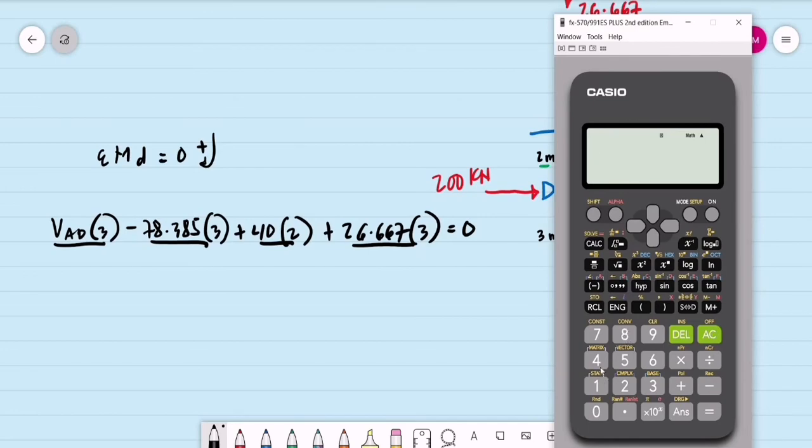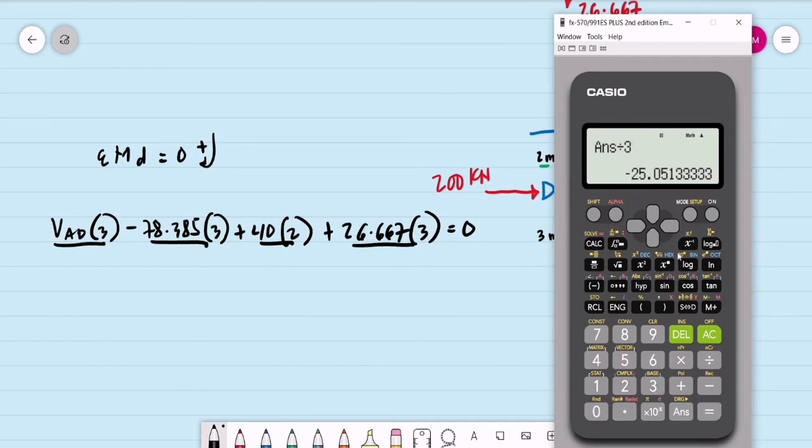So computing for the shear for column AD, we have that as the 40 multiplied by 2, then plus the 26.667 multiplied by 3, and then minus the 78.385 multiplied by 3 meters. Then if the result is positive, which means the assumed direction is correct, this is to be divided by 3.